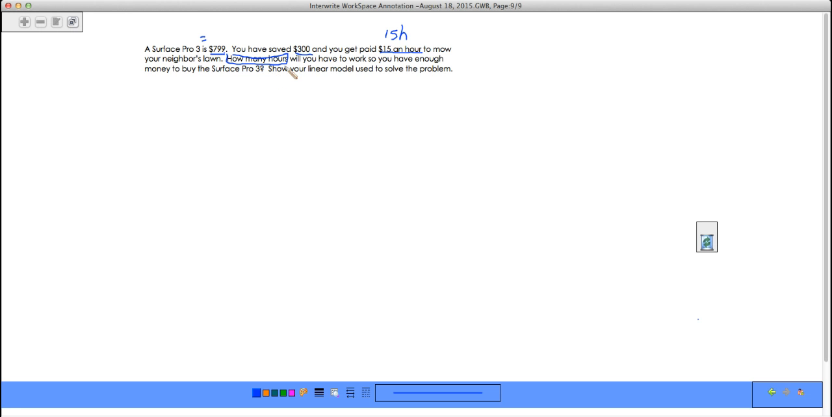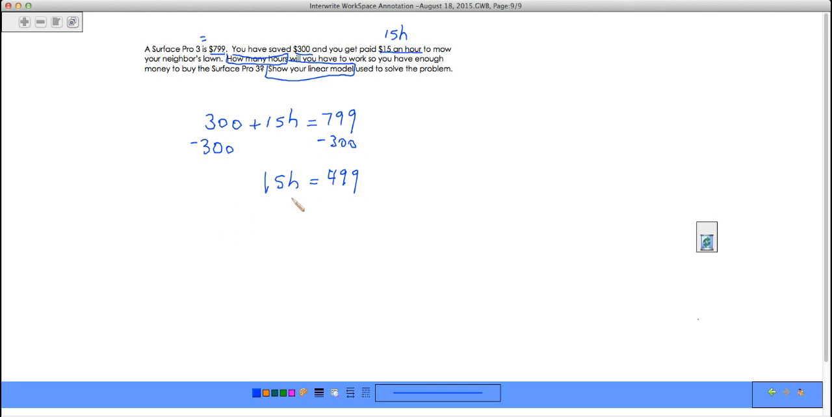Show your linear model. Our linear model is just our equation used to solve the problem. In this case, we are starting out with $300, plus we make $15 for each hour we work. And we want to know when that equals $799. This is really just a two-step problem like we did last time. We're going to start by subtracting that 300, move it out of our way. That gives me 15h equals $499.